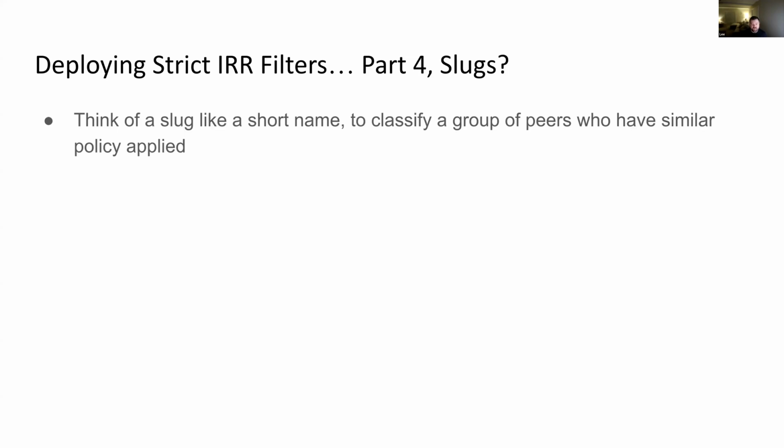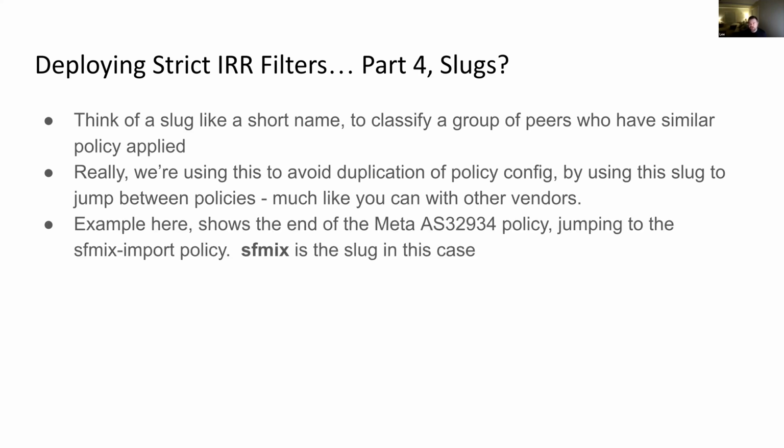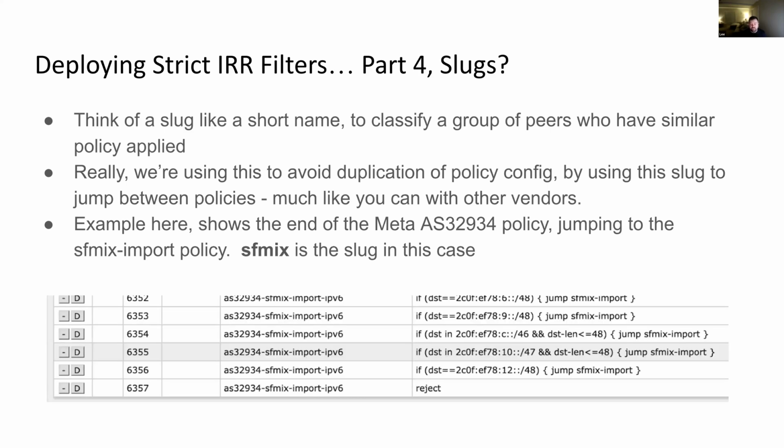So, slugs. Think of a slug like a short name. I use these essentially to classify a group of peers who have the same policy attached. Really what we're looking for here is avoiding duplication of policy config. Much like you can use terms like next policy on a Juniper, you can use jump on a MikroTik. What you can see here at the bottom of this example is my Facebook configuration on SFMix. So SFMix is the slug in this case.